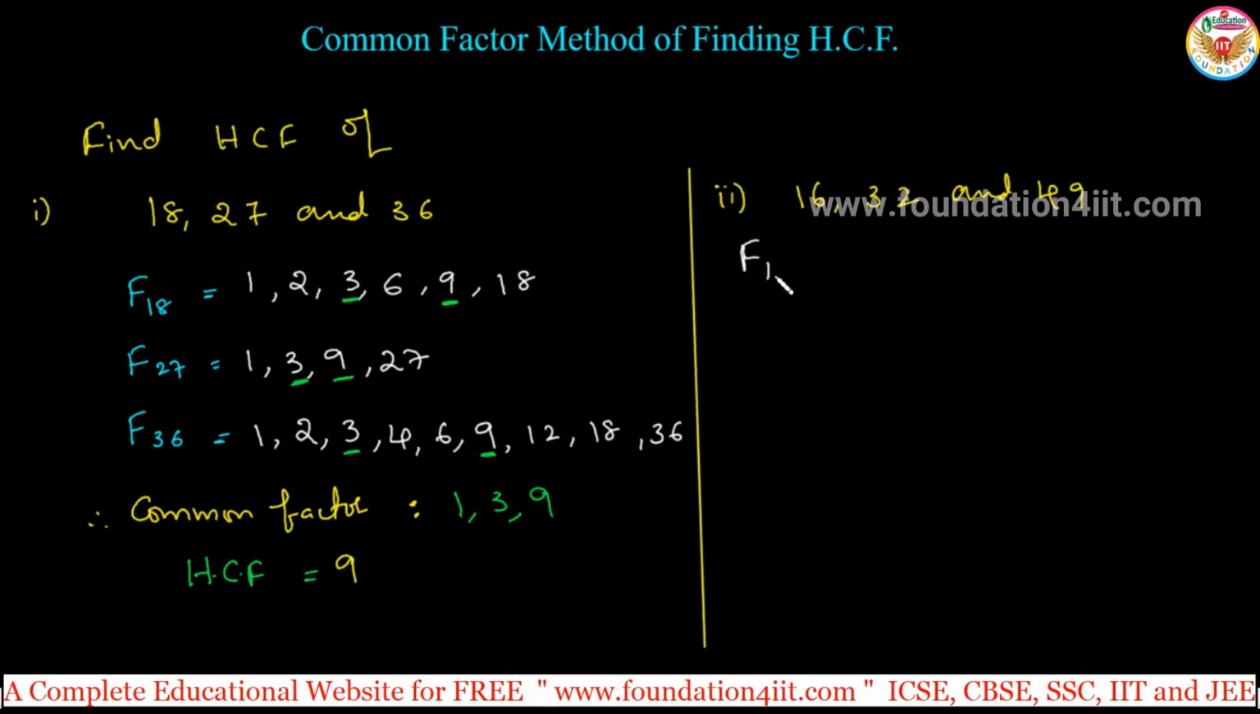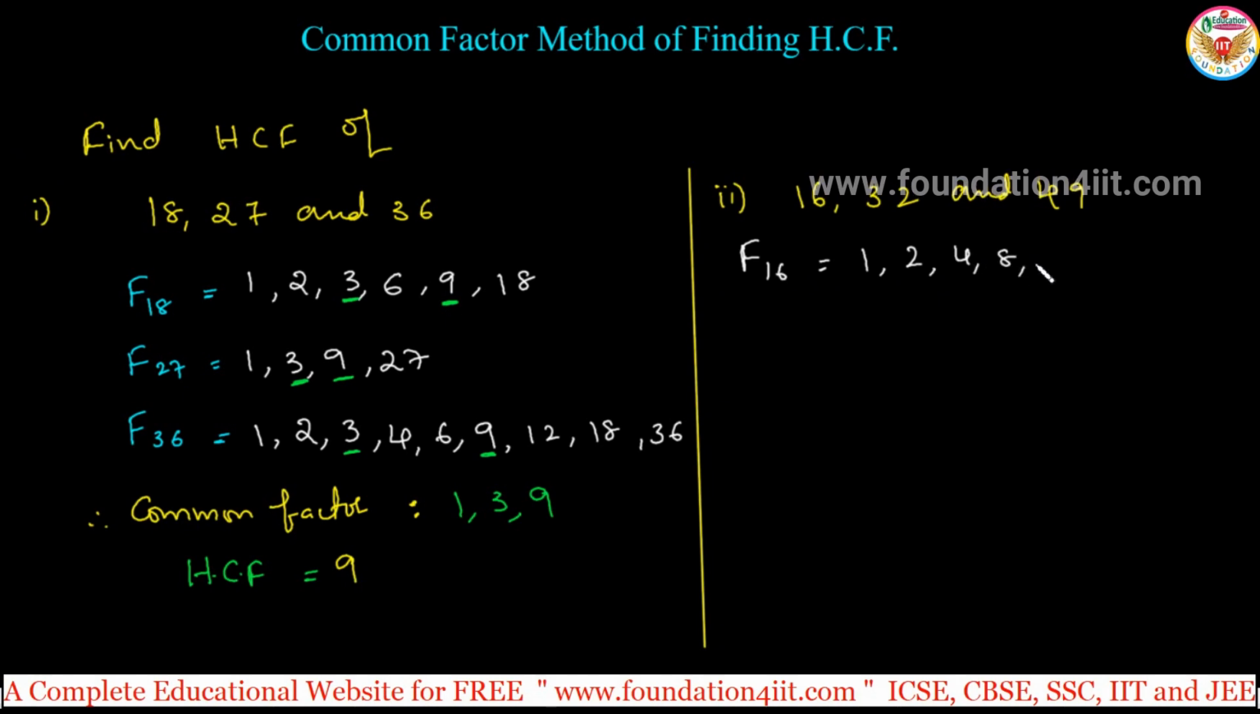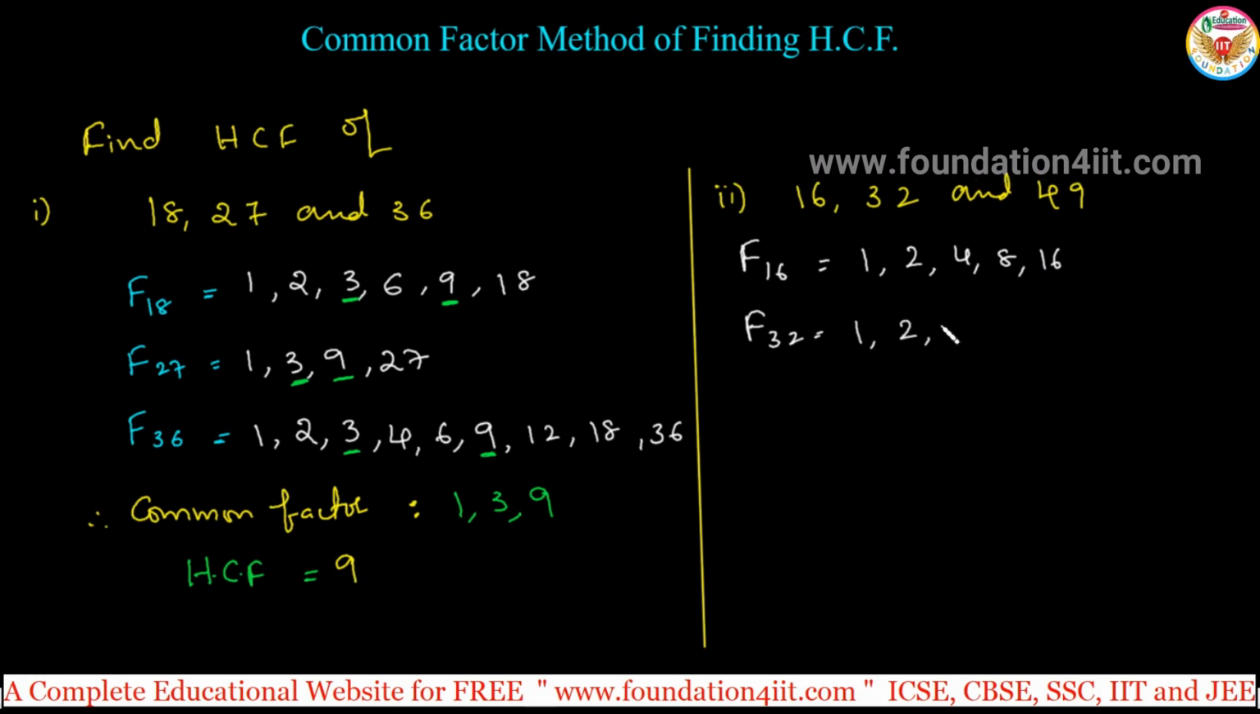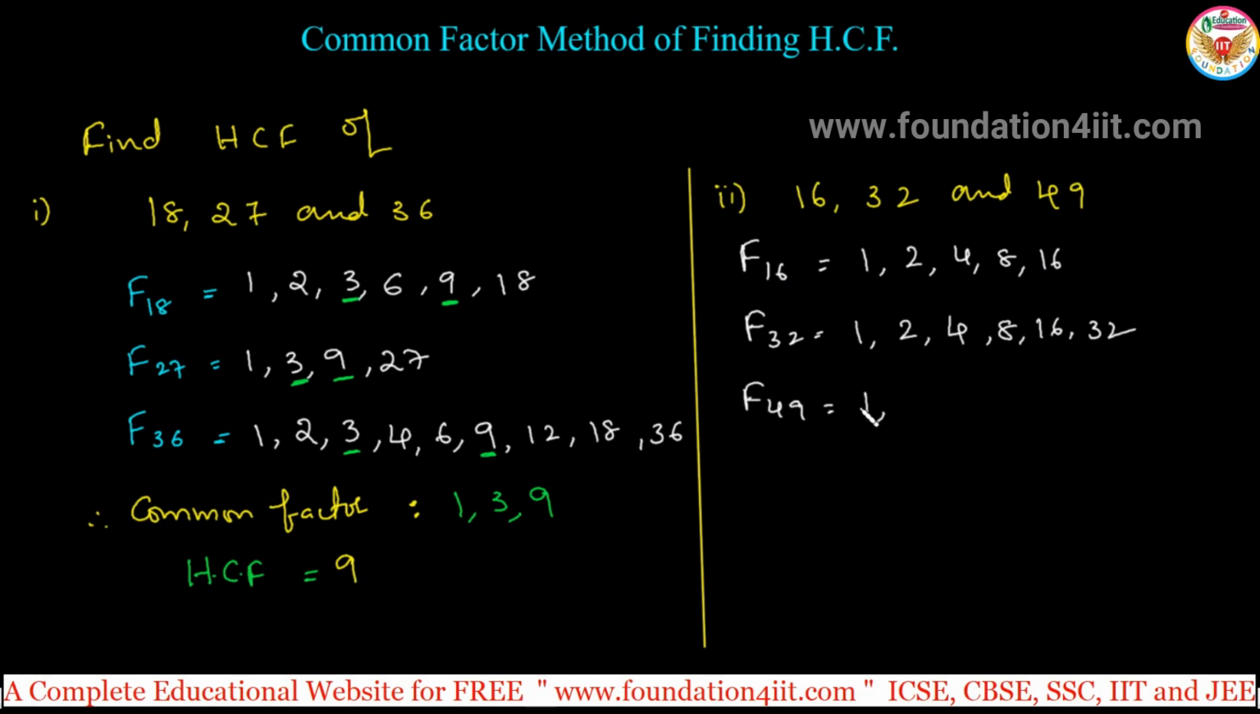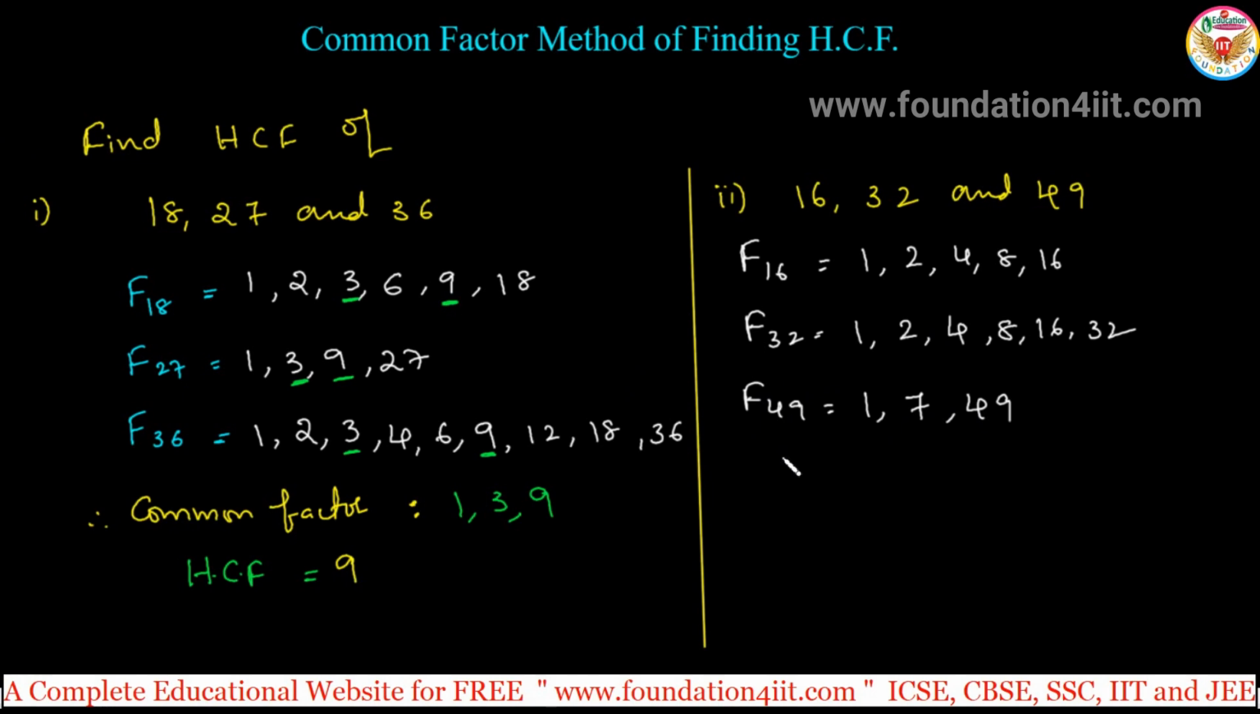16. So factors of 16 you find out. That is 1, 2, 4, 8 and 16. Next factors of 32: same, 1, 2, 3 is not there. Next 4, 8, 16 and 32, because 16 is there, no? So all will come. Next we have 49. Factors of 49 is 1, then 7 sevens are 49, so 49 itself.